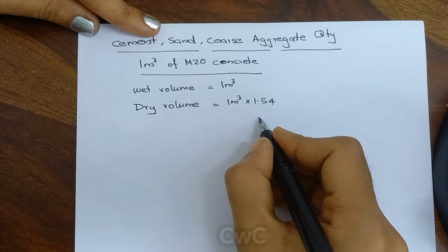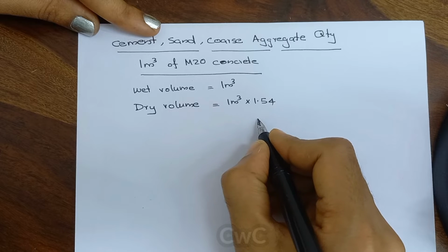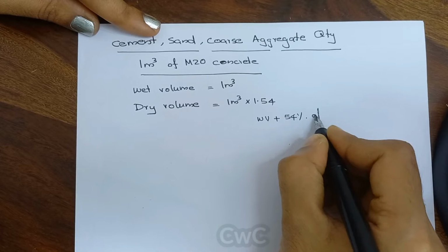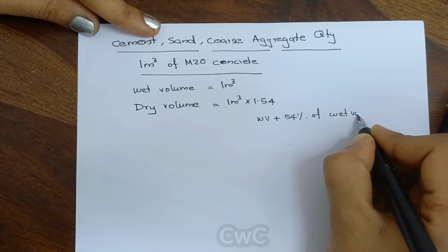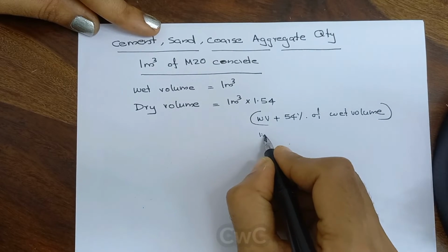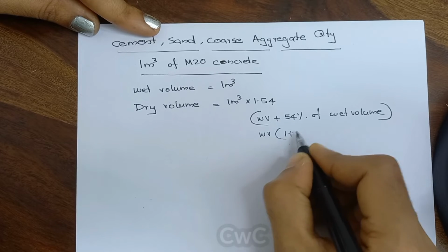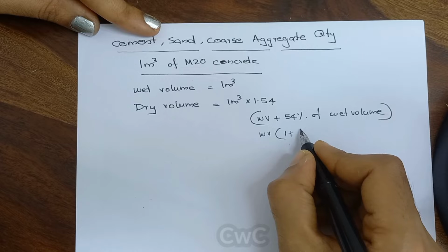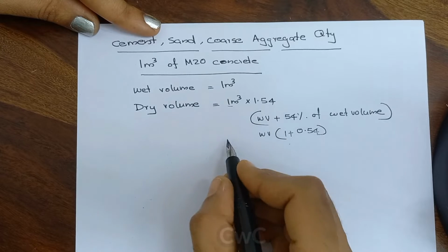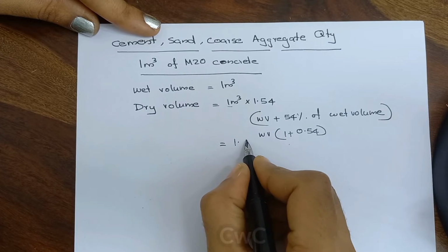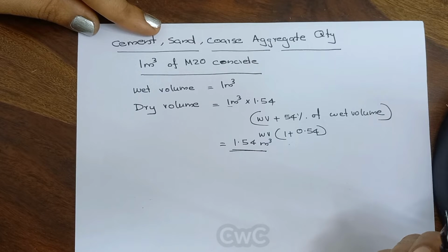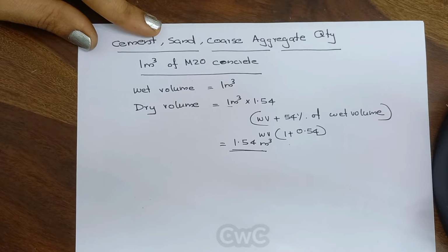Before that, how are we getting this 1.54? Dry volume is equal to wet volume plus 54% of wet volume. Wet volume we can take it as common outside. So wet volume into 1 plus 54% we can write it as 54 by 100, that is 0.54. That's how we are getting this 1.54. So we will get a dry volume of 1.54 meter cube. Our remaining calculation will be based on this dry volume.